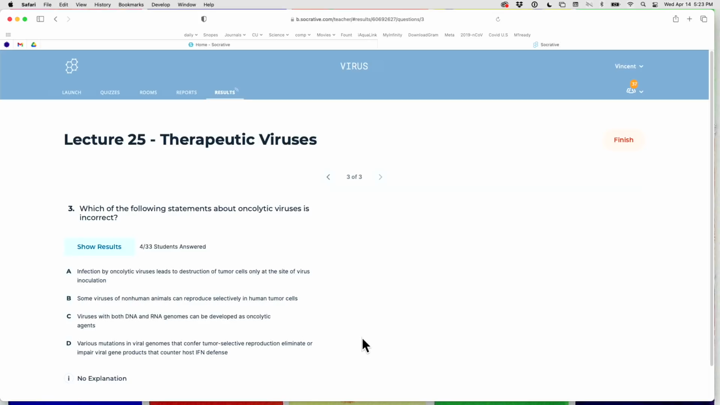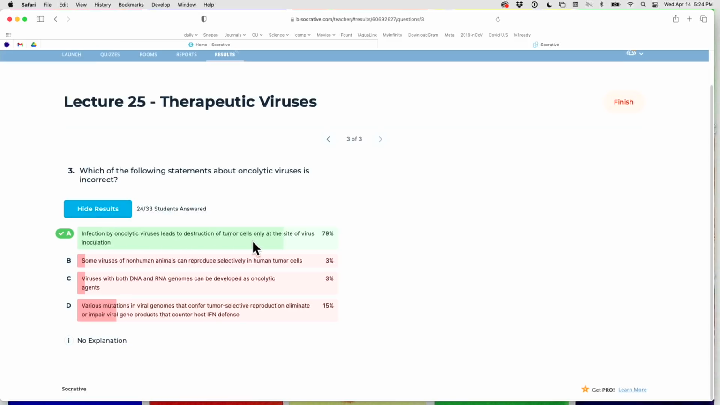Which one is incorrect? The first one is incorrect. Infection destroys tumors only at the injection sites. It's not correct. As I showed you, you can have virus disseminated. You can activate immune responses that will destroy distant tumors as well. You can certainly get non-human animal viruses to selectively replicate in tumors. You can alter both DNA and RNA genomes to do this. And you can take away the interferon-countering genes in a virus so that it will now reproduce selectively in tumors where interferon pathways are defective.